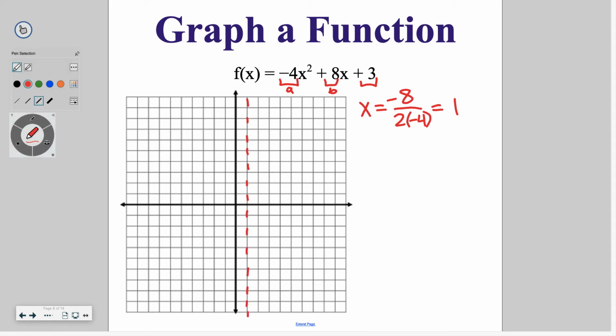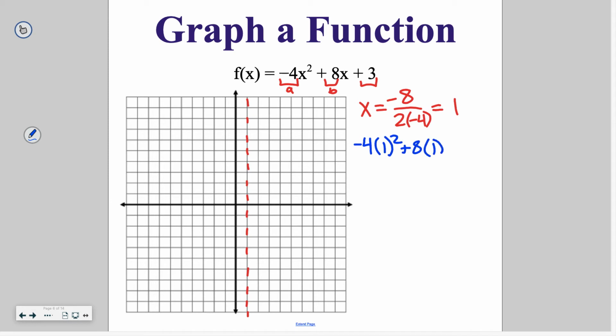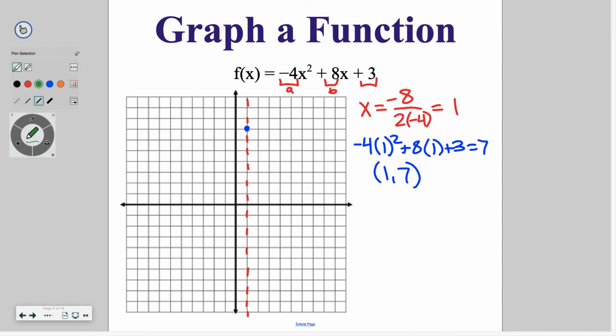Then I'm going to go ahead next and get the rest of my vertex point. So plugging in negative 4 times 1 squared plus 8 times 1 plus 3. Again, you can just plug that into the calculator. You do not need to write that out. And that's going to give you an answer of 7. So my vertex is at 1, 7. So I'm going to go and plot that point. Then I'm going to go ahead and pick out my y-intercept, which is going to be at 0, 3. So I'm going to graph that point.